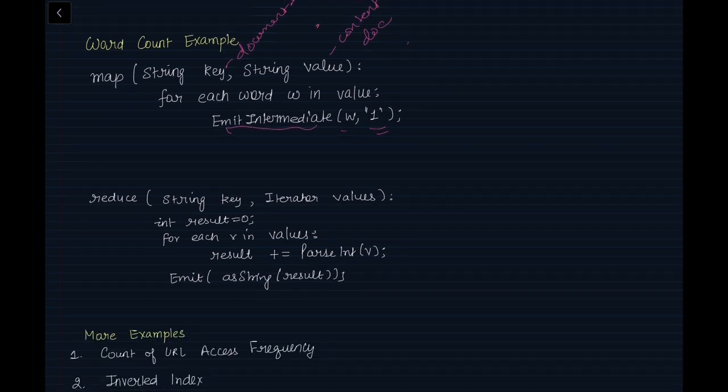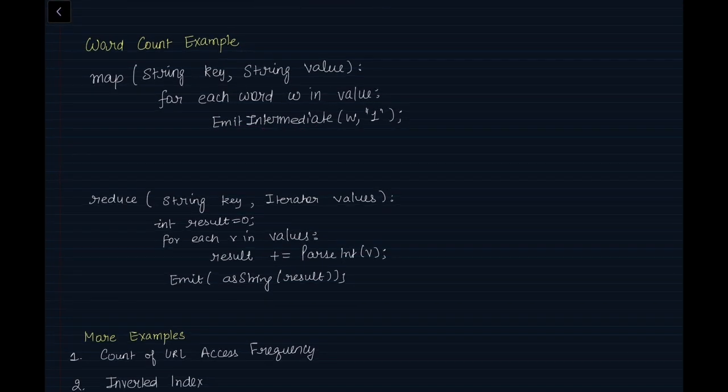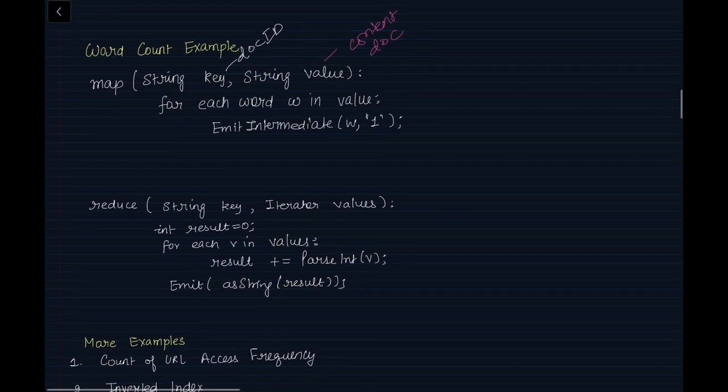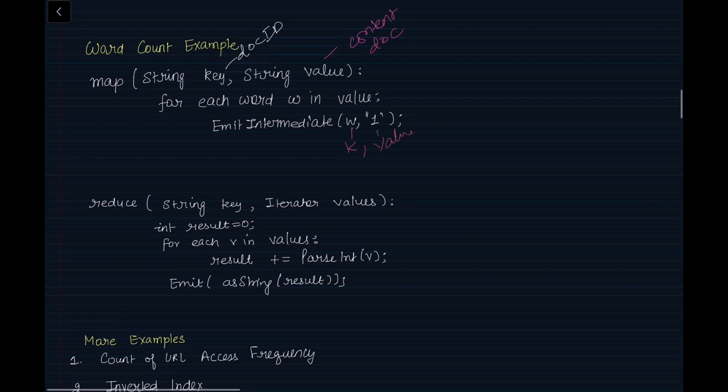Now the reducer operation will be simply a string key and iterator values. This iterator values is going to be a list of count values. Let's understand it with an example of a word count. In word count, our mapper function can be something like this, a string key and a string value. Now this key is a document ID, and the value is the content of that document. Now we can sanitize the document, we can tokenize this into a list of words, and for each word we can emit a value of count 1. So this is basically a key and this is the value.